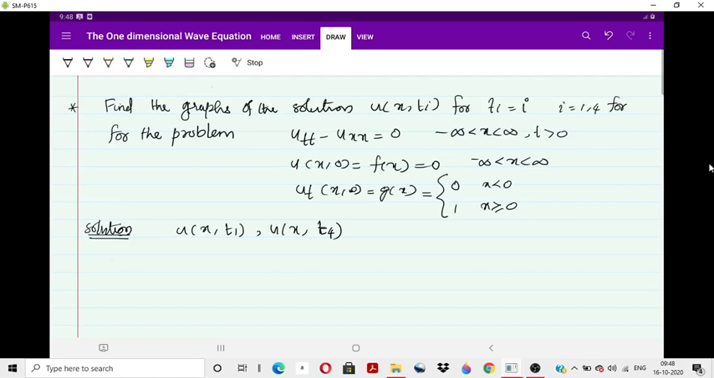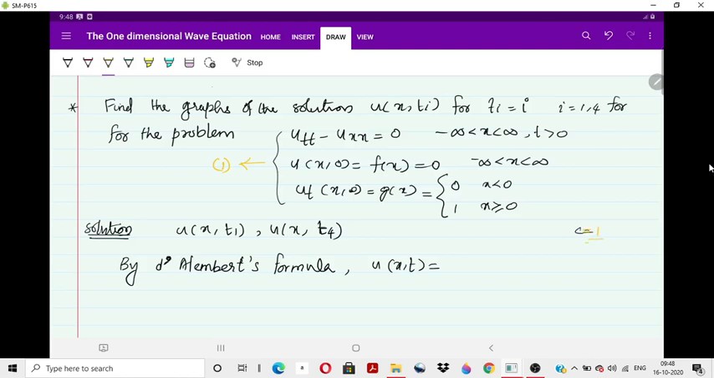And we know that by D'Alembert's formula, the solution u(x, t) is equal to 1 by 2 into f(x plus ct) plus f(x minus ct). But here the function f is 0. Let this be equation number 1. And from u_tt minus c square into u_xx equal to 0, the standard form of the homogeneous wave equation, c is equal to 1 here.